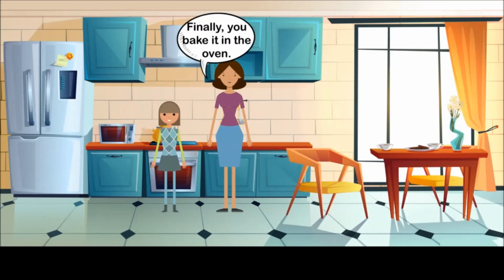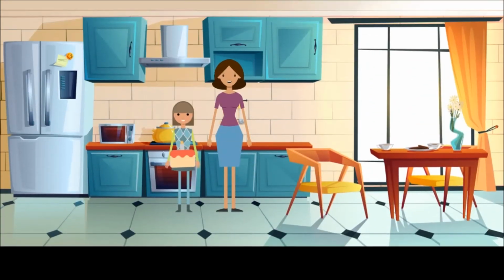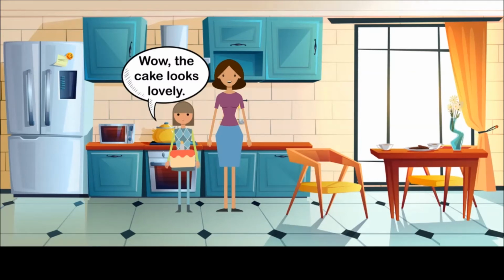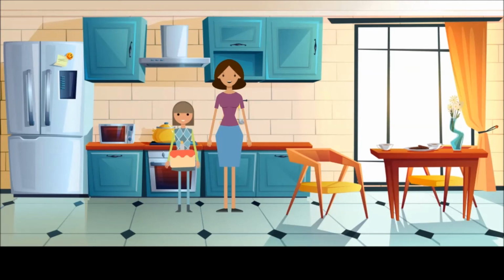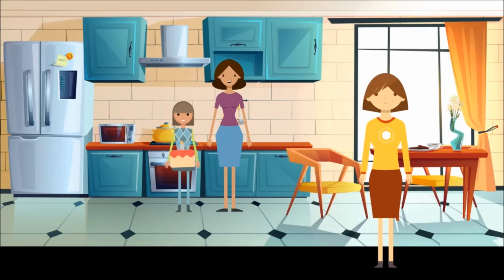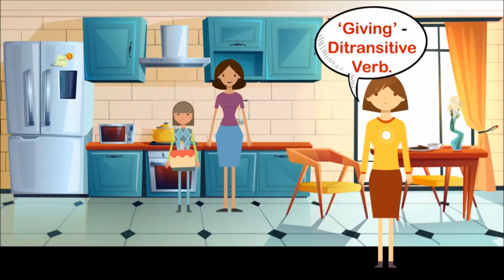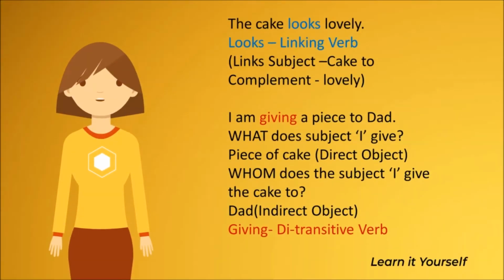Finally, you bake it in the oven. Wow, the cake looks lovely. Looks is a linking verb. I am giving a piece to Dad. Giving is a ditransitive verb. The cake looks lovely. Looks is the linking verb. It links the subject, cake, to the complement, lovely.